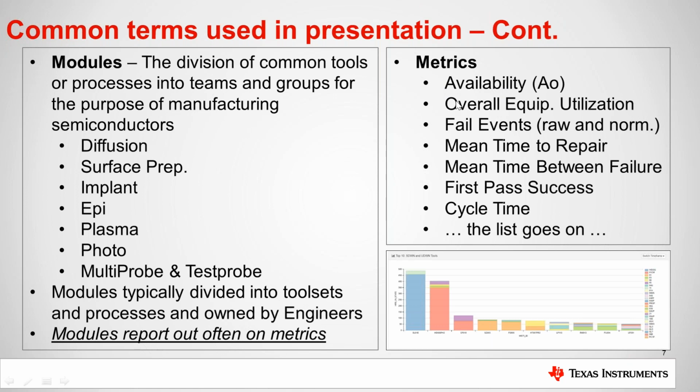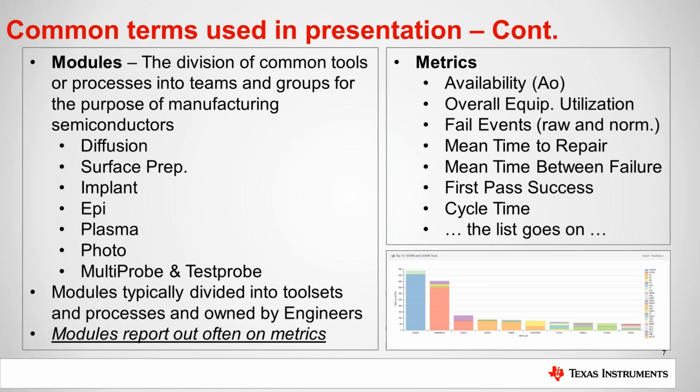Analogous for that, for the group I'm in now, is overall equipment utilization. It's the ratio of how much time I'm testing good die versus my total time that tool's up. We look at raw fail events, and also we have that normalized depending on how many wafers you actually can move through a tool.